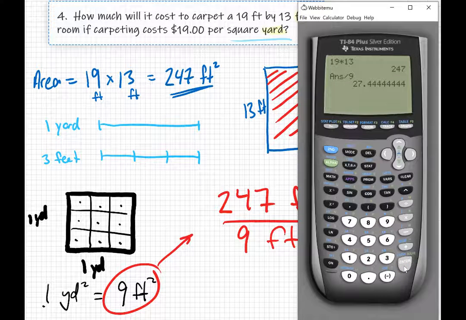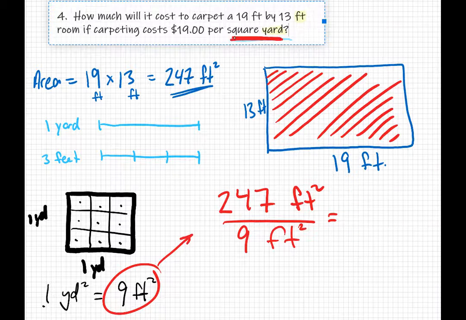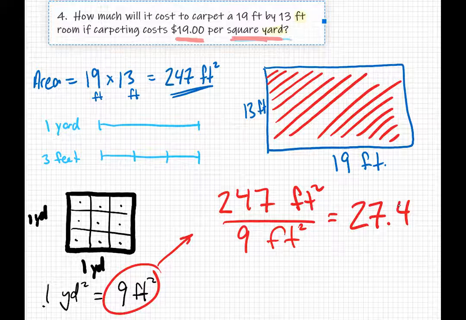So it looks like we need 27 and a little bit more. So we have to buy individual square yards. 27 is not enough. We can't buy 27.4. We'll have to buy 28 of them. Okay, so we need to purchase 28 of these square yards, which means we have to spend $19 times 28. So this is about 27.4, so we need 28 of them. So we need to purchase 28 square yards.